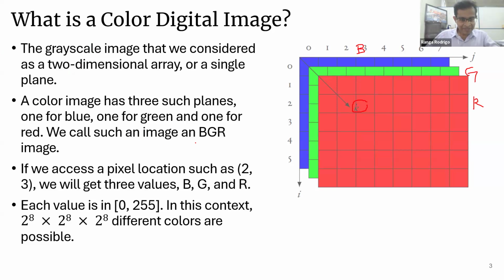We call such an image a BGR image, blue, green, red image. If we access a pixel location such as 2, 3, we will get three values: the B value, the G value, and the R value. Each value is from 0 to 255. In this context, there are 2 to the power of 8 different values for each channel. 2 to the power of 8 is 256, right? Including 0, that is 256 numbers for each 8-bit value. That's why this many colors can be represented.